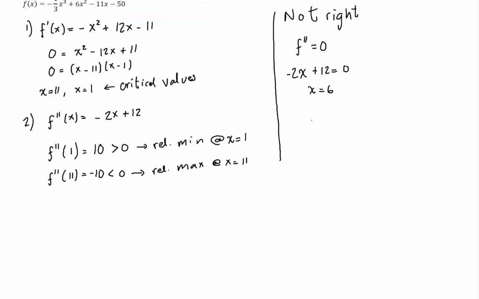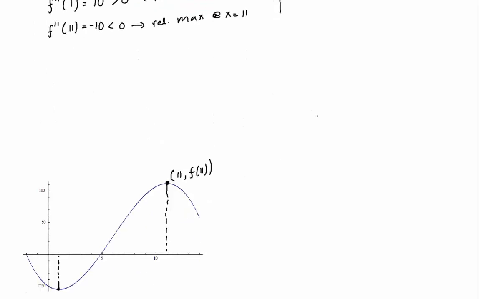This x equals 6 is not a min or a max. You can look in the graph of your function, right here, x equals 6. All you calculated is this point of inflection, where the function went from concave up to concave down. So this is a point of inflection.